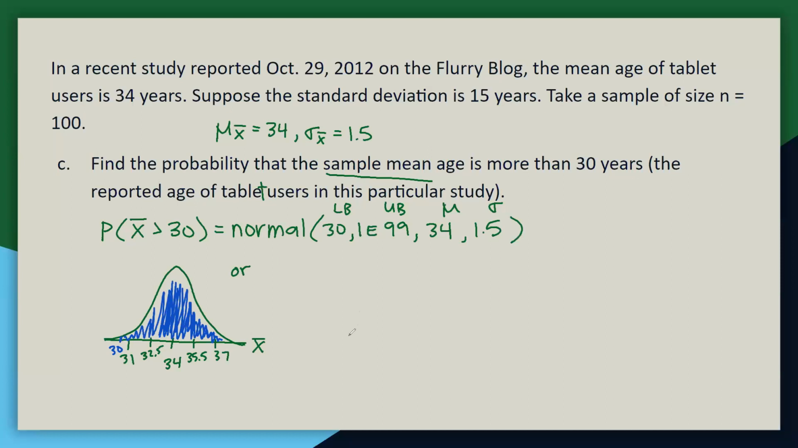Or if you're on GeoGebra, or if you're using table E, GeoGebra and table E only find areas to the left. So we need to use the complement rule and do 1 minus that normal function call. And GeoGebra wants the mean, the standard deviation, and the upper bound. So for us, that's going to be 34, 1.5, and 30.